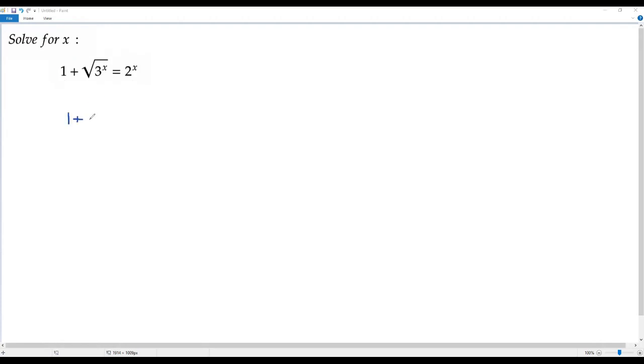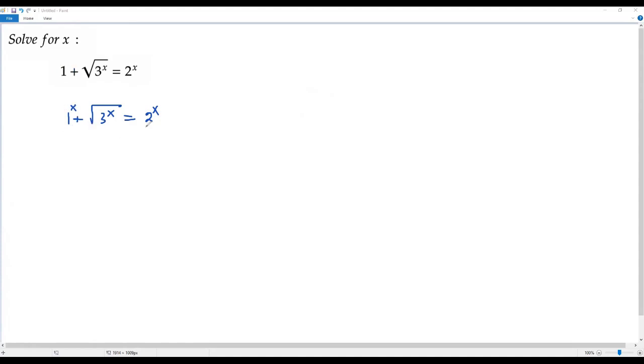That is 1 plus square root of 3 to the x power equals 2 to the x power. Okay, here we have 1. 1 raised to any power is still equal to 1. That is, 1 to the first power equals 1, 1 to the second power equals 1, 1 to the 50th power equals 1, 1 to the 100th power equals 1. Whatever exponent we take for 1, it's still equal to 1. Even if 1 is raised to the power of x, it is still equal to the original value 1.